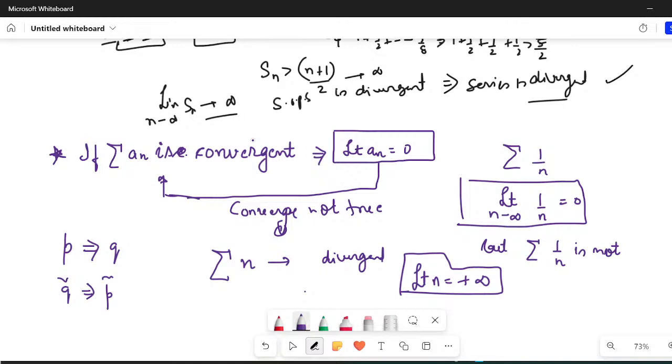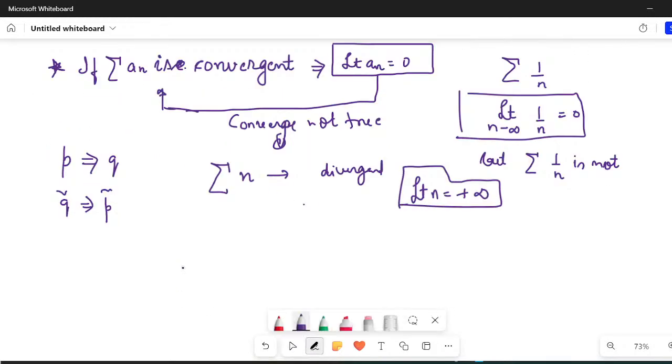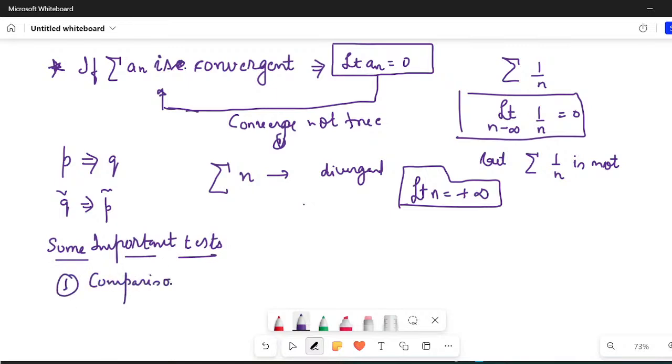Now let us do some of the tests at first. And once we do the tests, then you will be able to do questions of the exam also. So let us do some important tests. One of the important tests is called the comparison test, and this will solve much of your problem. In life, comparison will give you misery, but in mathematics, comparison will give you answer.